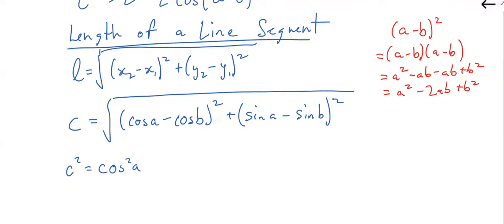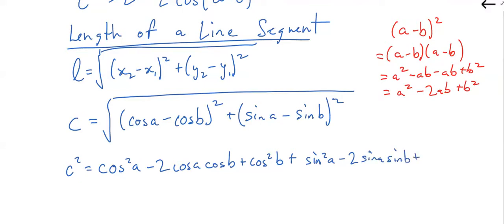And then minus 2AB, so minus 2 times this, so minus 2 cos A cos B plus B squared, my B is cos B, so plus cos squared B, plus, same thing for the next bracket, sine squared A minus 2 sine A sine B plus sine squared B. We don't need the square root sign because we squared both sides, so we got it.